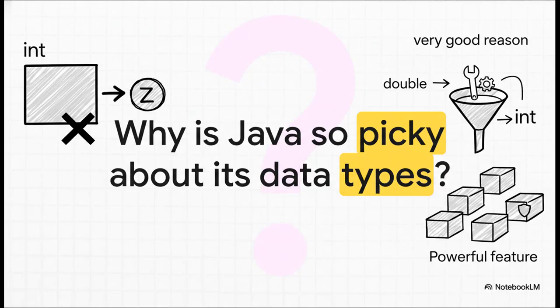So, if you've ever written Java, you've been there, right? You hit that type mismatch wall. You try to stick a number with a decimal into a variable that's only meant for whole numbers, and nope, Java just slams the door in your face. It can feel like the language is just being difficult, but that pickiness, it's not a bug. It's actually one of Java's biggest strengths.